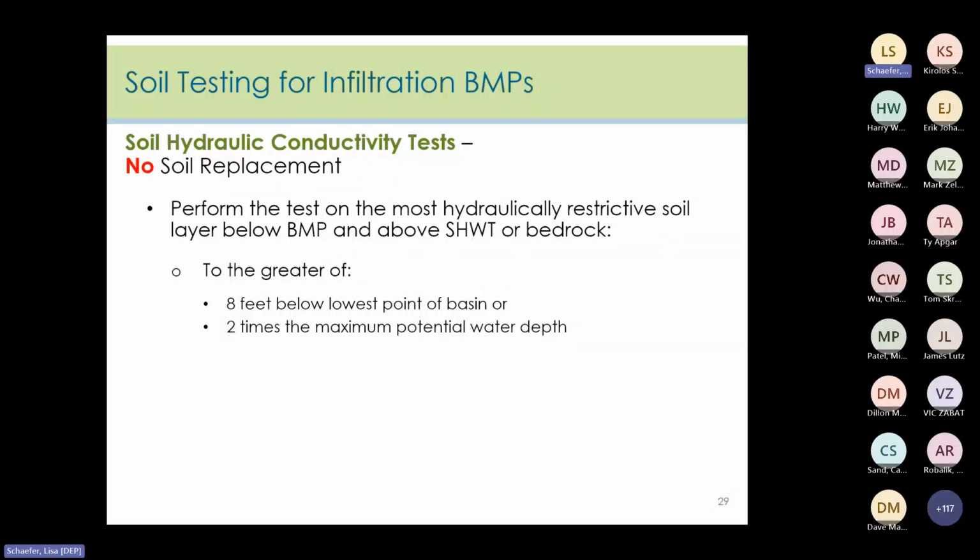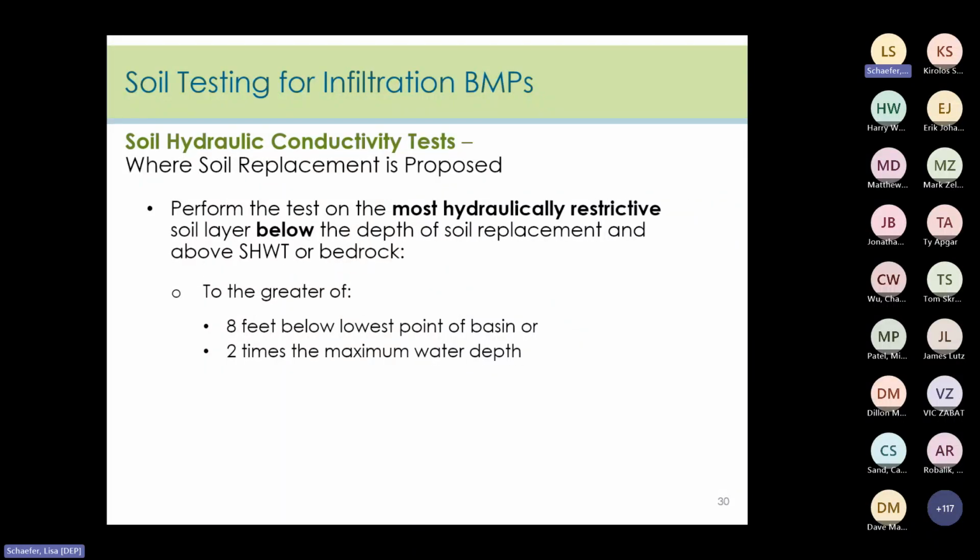So from our audits, the depth to which the exploration extends to locate the most hydraulically restrictive layer is quite often inadequate. That's going to really affect the performance of the BMP designed to infiltrate. Now, if soil replacement is proposed beyond the required layers in the BMP, the depth is measured from the elevation of the bottom of that required sand or soil layer, okay?